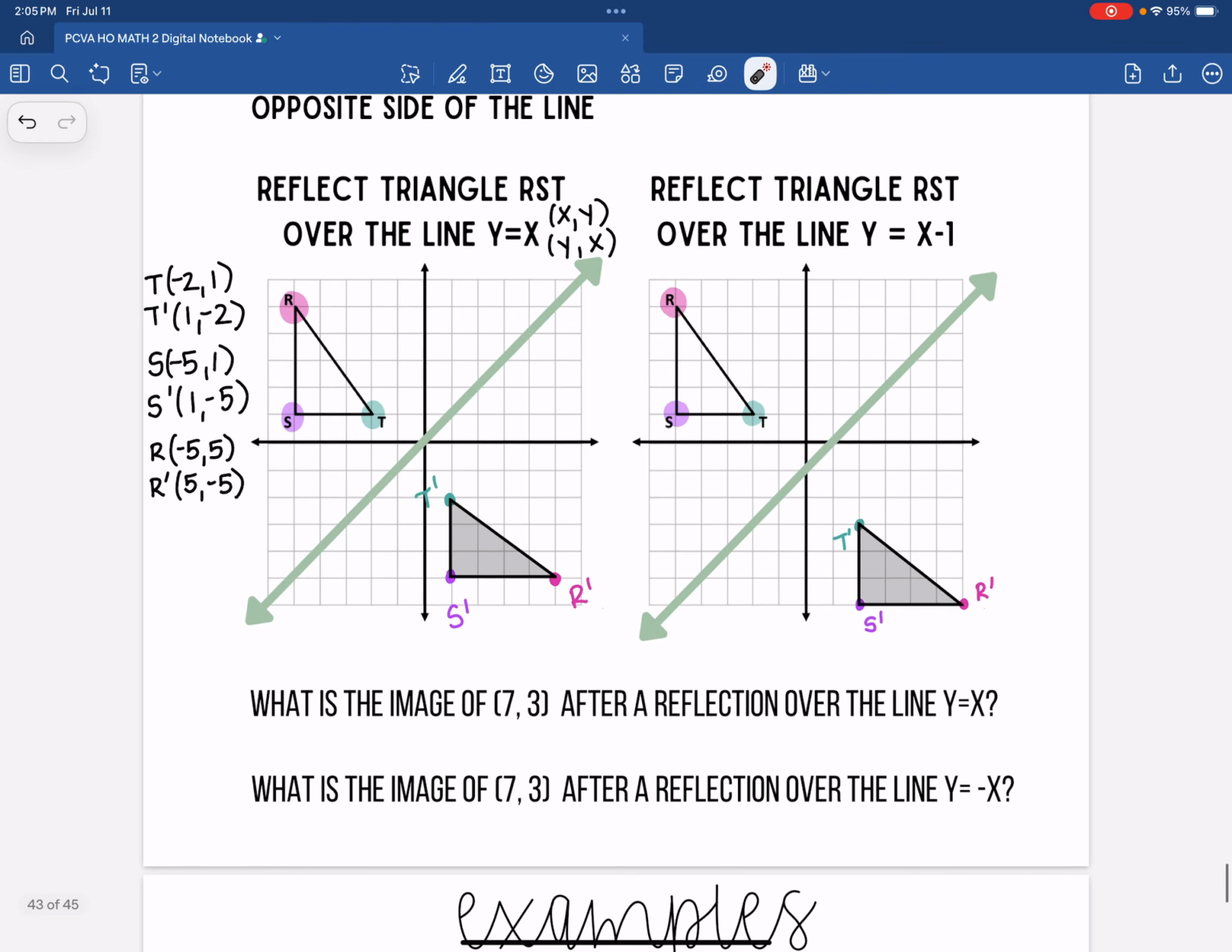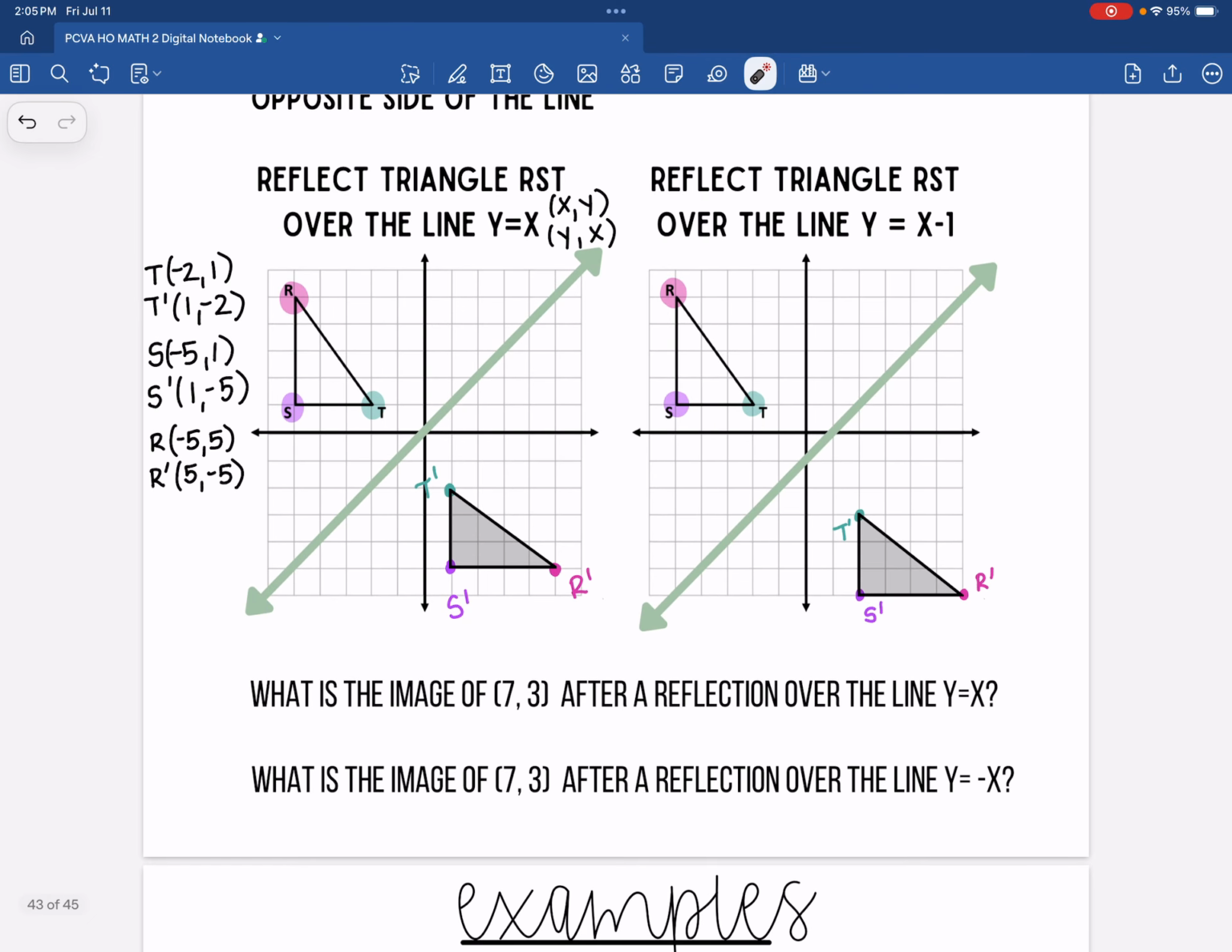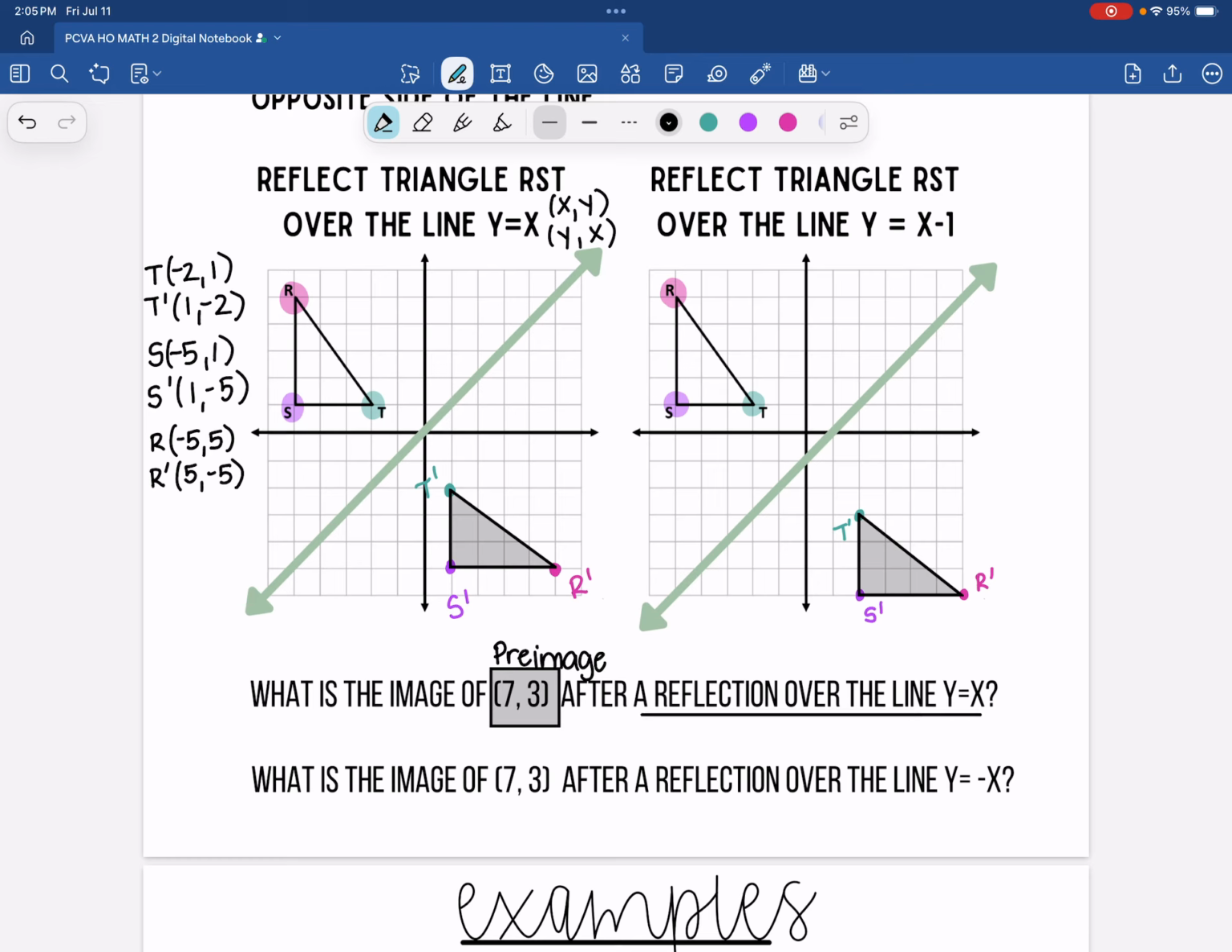So just to think back on the rules. If I have the point (7, 3), that's my original. It says, what is the image? The image is the new point. So this is the pre-image right here, after it has a reflection over the line y equals x. Remember, the rule for y equals x is we just flip the x and the y. So that new point would be (3, 7).